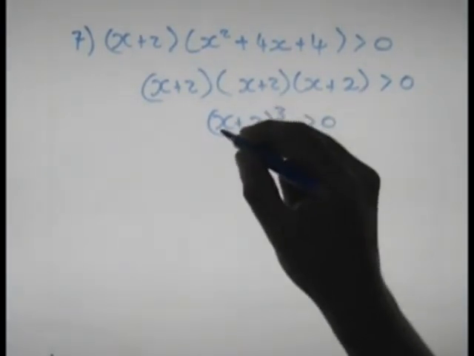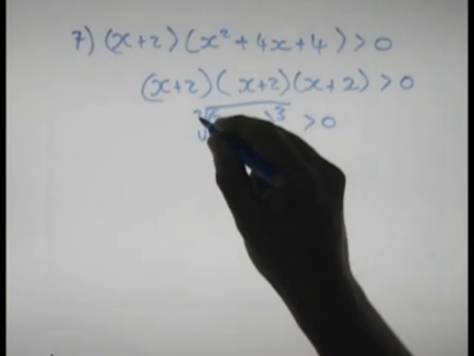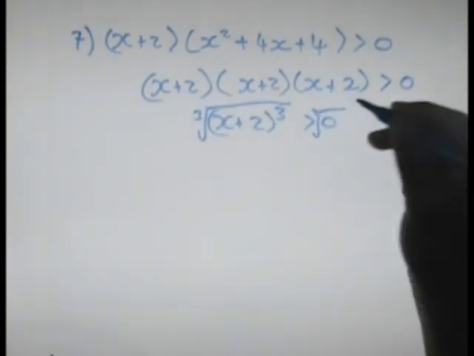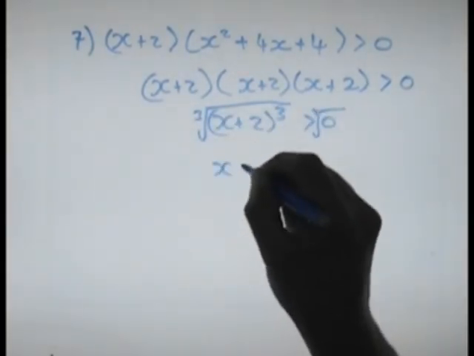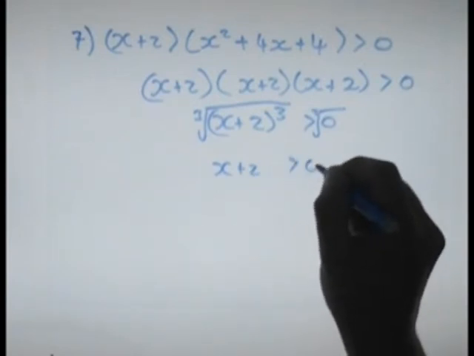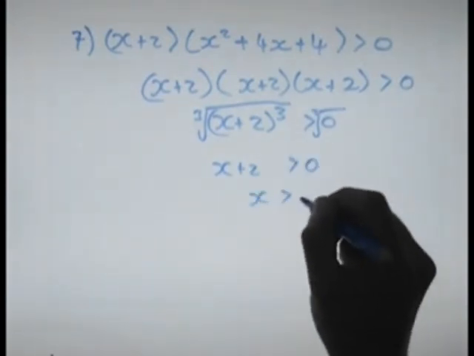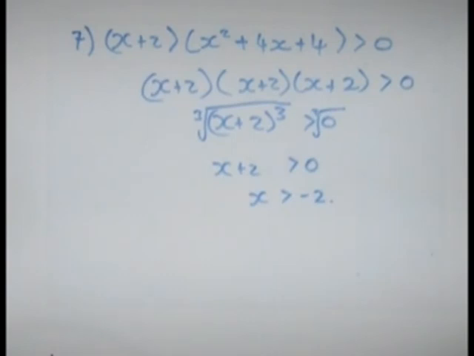To get rid of the cubed, we cube root it. What we do to one side, we do to the other. That means that x plus 2 is greater than 0. x is greater than negative 2.